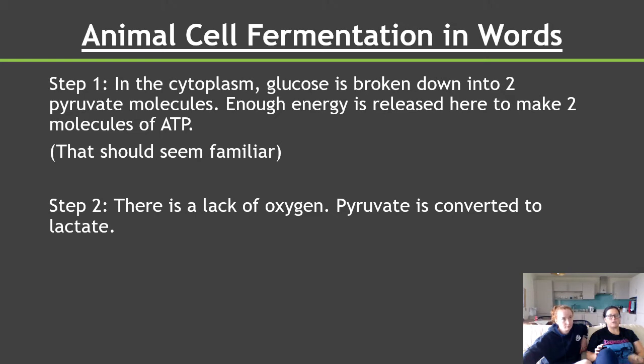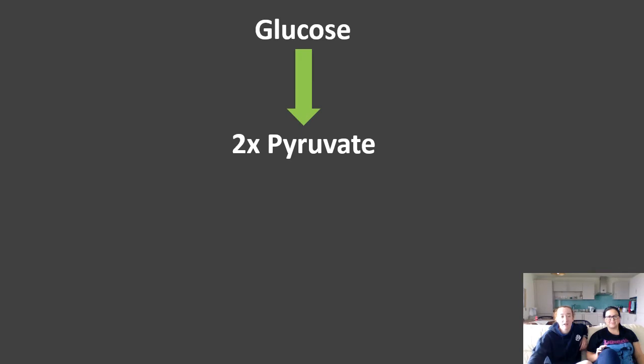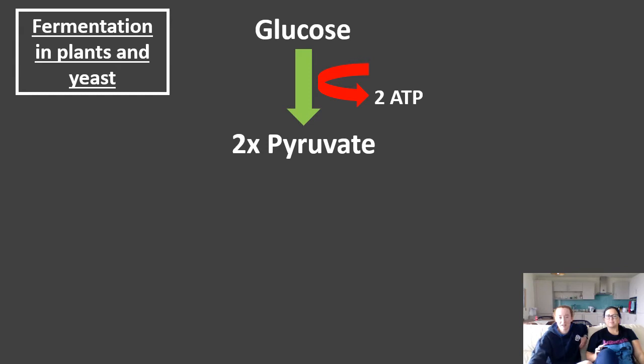There's a lack of oxygen, and that means pyruvate is converted to lactate. Easy. Okay, so this is our other type of fermentation. This is when it occurs in plants and yeast. So it happens one way in animals, it happens a different way in plants and yeast. Starts off the exact same way as we've already seen. So glucose is broken down to 2-pyruvate and 2 ATP is being made off of that.